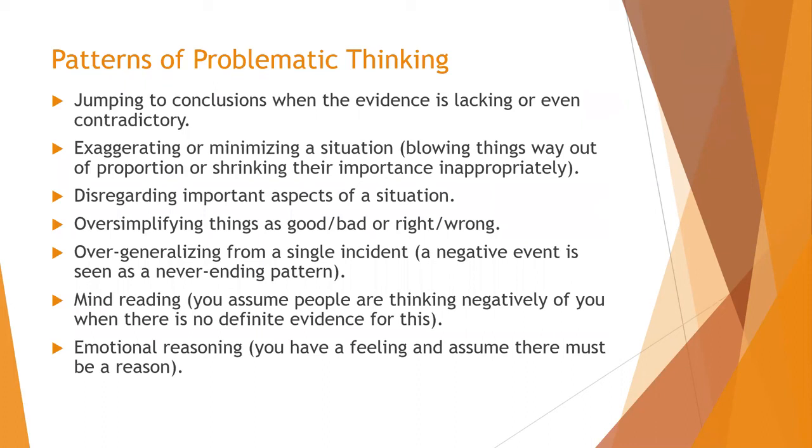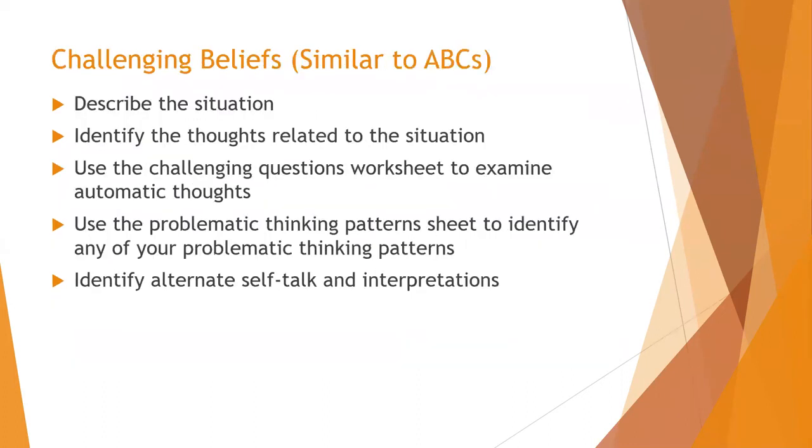For example, in a wartime situation, if somebody was acting on orders, that could be an important aspect of the situation. Oversimplifying things as either good or bad or right or wrong. Most of us know, which is why we have all those classes on ethics we have to take, there's a lot of gray area in here. Very rarely is something 100% good or 100% right. So we need to help them walk the middle path and look at what happened. Overgeneralizing from a single incident, mind reading, and emotional reasoning.